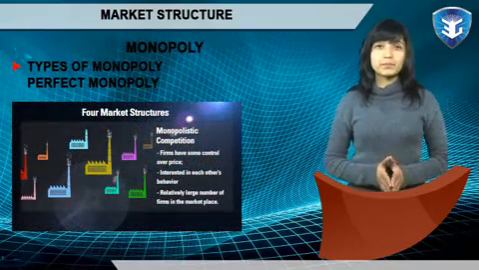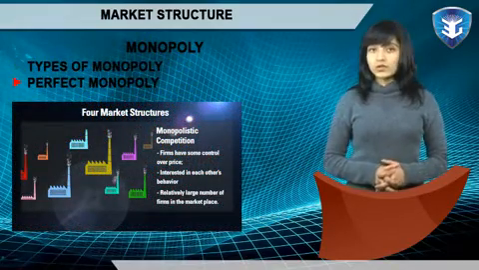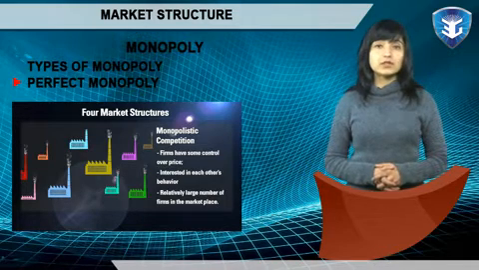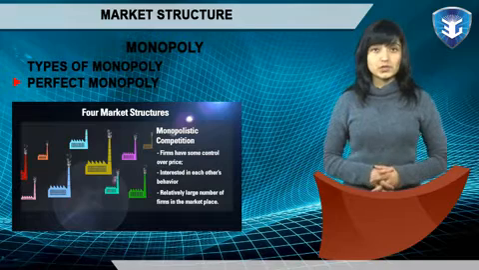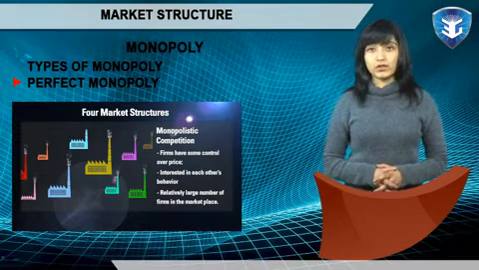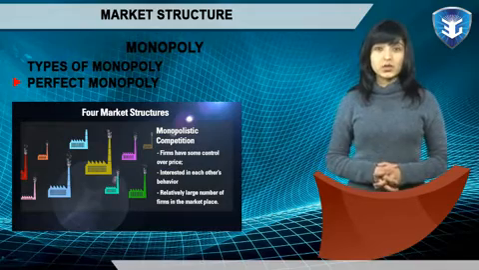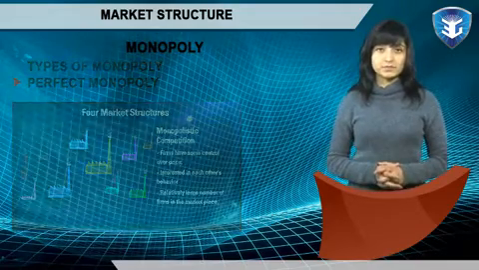Types of monopoly. Perfect monopoly. It is also called as absolute monopoly. In this case, there is only a single seller of product having no close substitute, not even remote one. There is absolutely zero level of competition. Such monopoly is practically very rare.